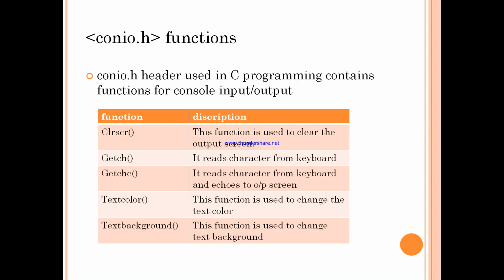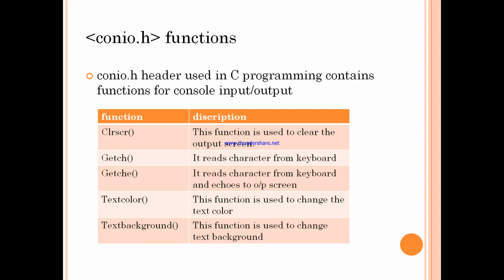conio.h is not a function, it's a header file. conio.h contains the console input output functions, which deal with the console. The console is a screen, and these functions deal with the screen, like clear screen. Here are some functions that are defined inside conio.h.